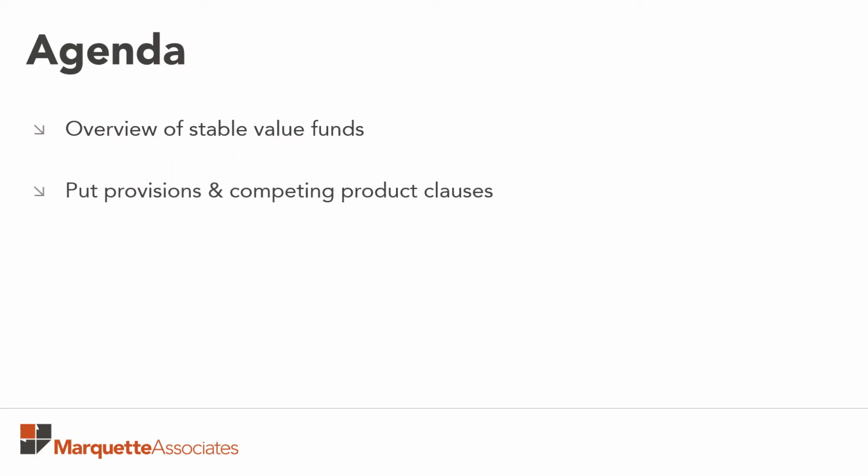Today, I will be reviewing an overview of stable value funds. I will cover the less understood and sometimes overlooked put provisions and competing product clauses found with these types of investments, and the fiduciary responsibility you have as a plan sponsor in selecting a stable value manager. Lastly, I will cover recent trends in litigation, as this asset class is by no means immune to the increasing trend of litigation we see nationally impacting retirement plans.